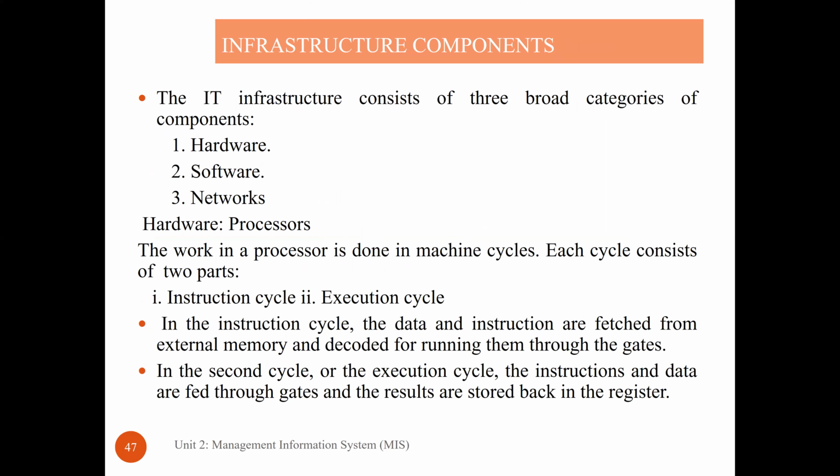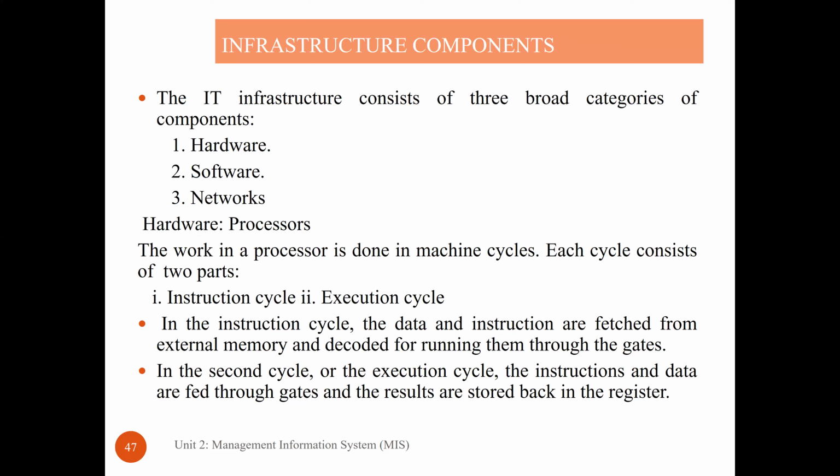There are many IT infrastructure components. Infrastructure components are divided into three categories: hardware, software, and networks. First, we'll see the hardware. These are the parts related to the infrastructure, the components that the organization can provide in the form of infrastructure. Hardware, that is the processor. You know about this processor.